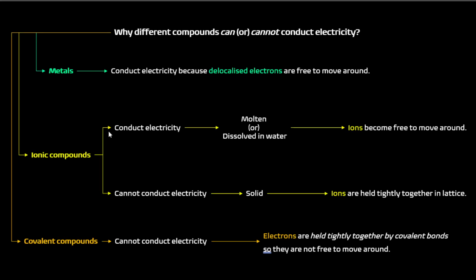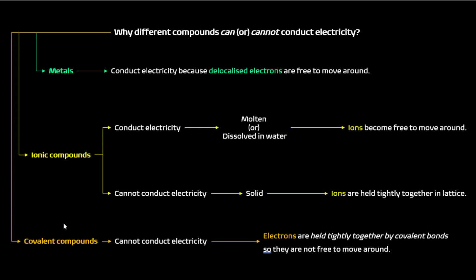Now, in summary, metals can conduct electricity because the delocalized electrons are free to move around. Ionic compounds can conduct electricity if they are molten or if they are dissolved in water, and the reason why is that the ions become free to move around. Ionic compounds can't conduct electricity if they are solid because the ions are held tightly together in the lattice by very strong electrostatic attraction.